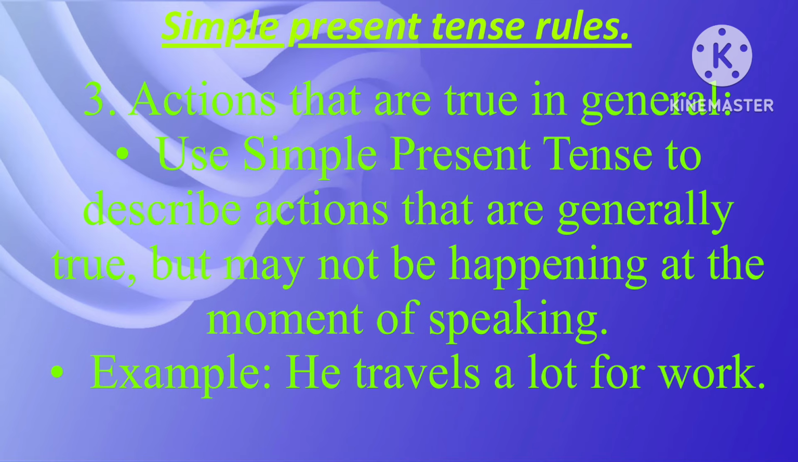Actions that are true in general. Use simple present tense to describe actions that are generally true but may not be happening at the moment of speaking. For example, he travels a lot for work. So here he is traveling for work. That is true. But we are not sure whether the work is going to be done or not. That's what is uncertain here.